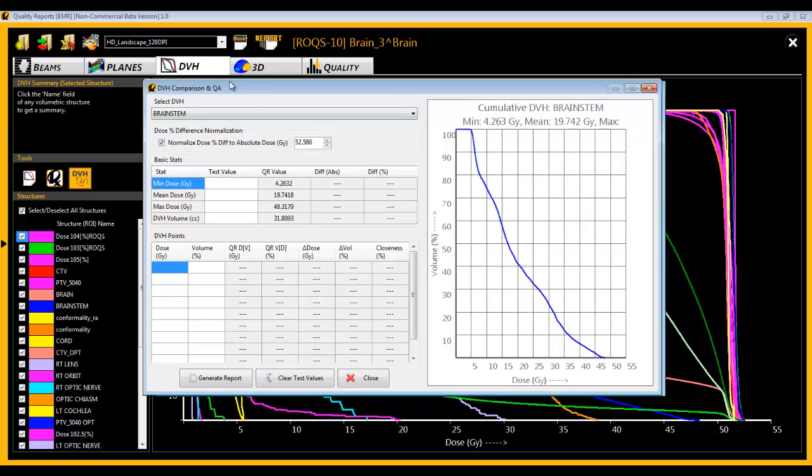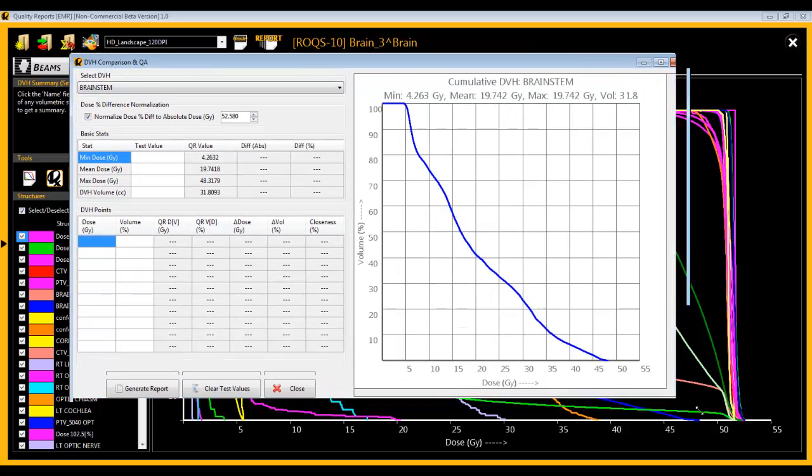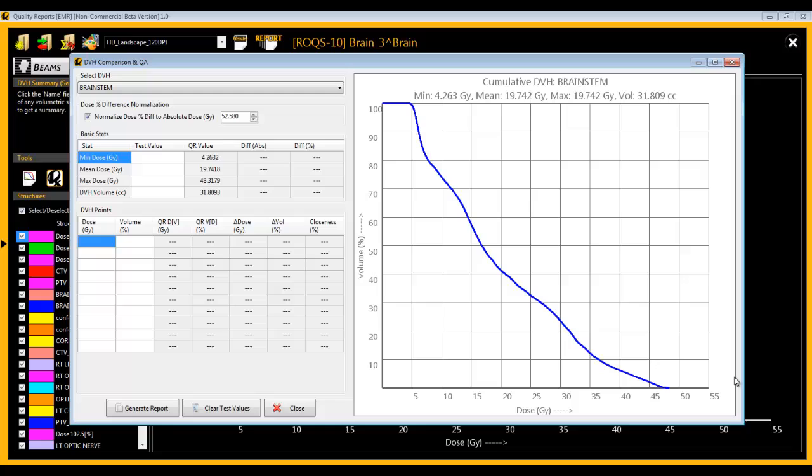Shown on this are the statistics as generated by Quality Reports, given the DICOM RT dose and structure sets that were imported. Now I've gone to the planning system, in this case Eclipse, and I have extracted some of the DVH points and basic statistics. Now I can enter those points for direct comparison with the independently calculated Quality Reports values.